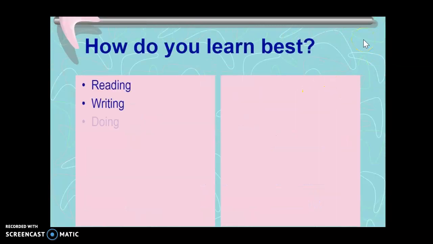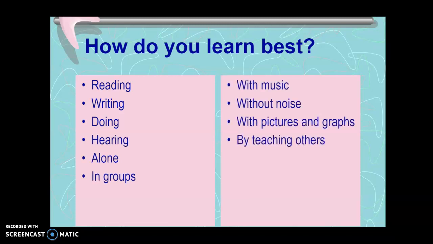Okay. So then we can go into how do you learn best. Your personality determines how you learn best by reading, writing, doing, hearing. Do you work better alone or in groups? Do you work well with music or without music? Do you like to draw pictures and create a graph or a diagram to help you learn? Do you like to share with others? Do you like to work in a group? Those are ways that you learn best, and we could definitely add some things to that. Maybe you can think of your own ideas about how you learn best.